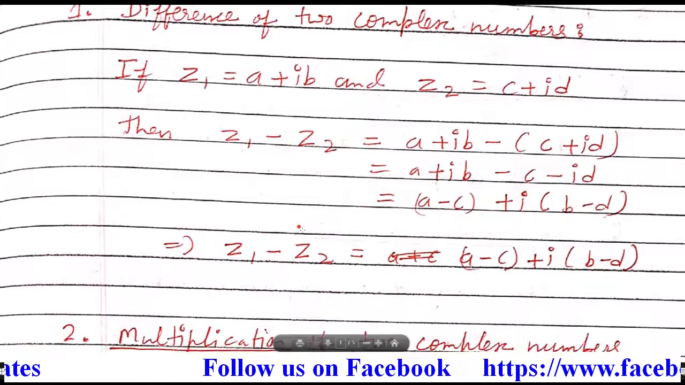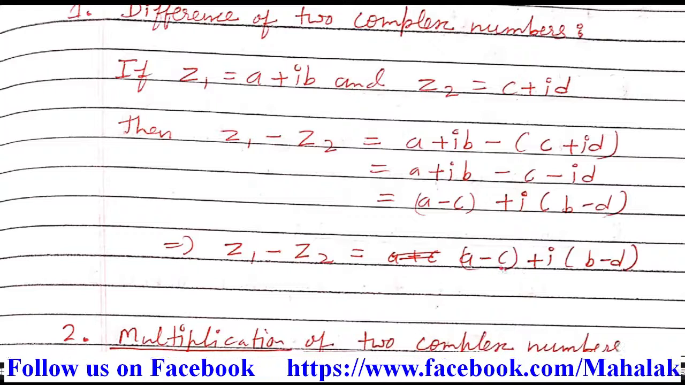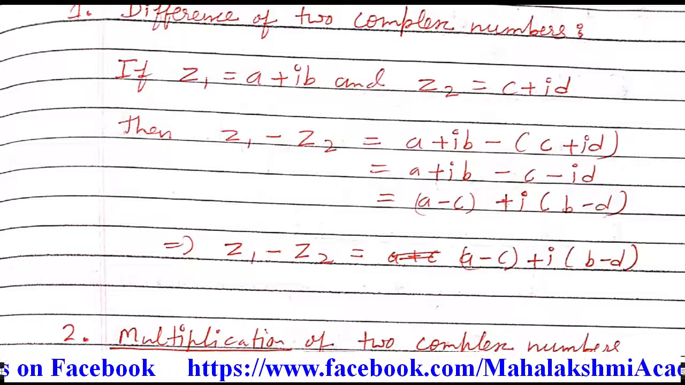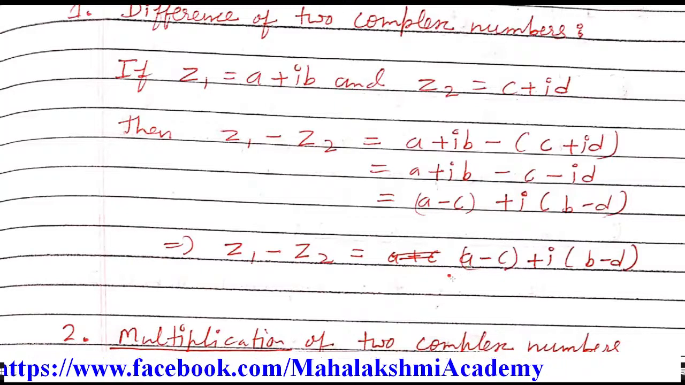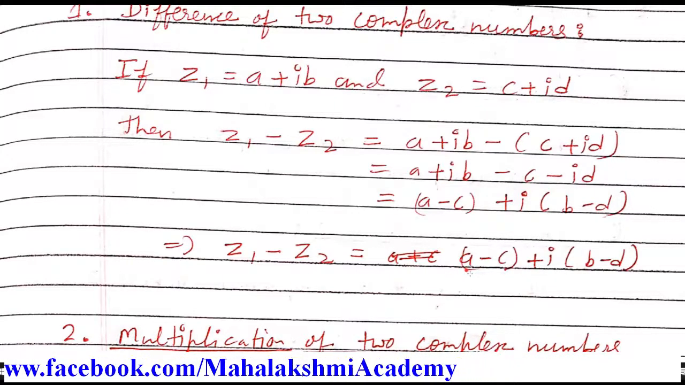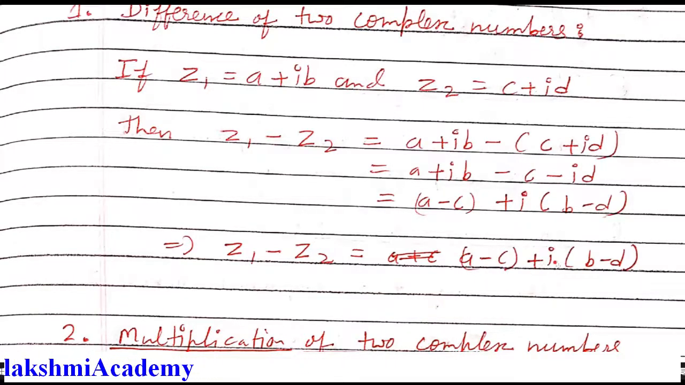So the direct formula for the difference of two complex numbers is this one. And how have we derived it? By these steps. So you have to learn this directly. When you have to find the difference of two complex numbers, subtract the real parts of both complex numbers, take iota outside, and subtract the imaginary parts of both complex numbers in the bracket. So I hope it's clear to you.